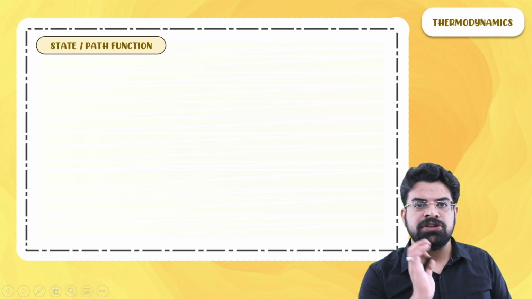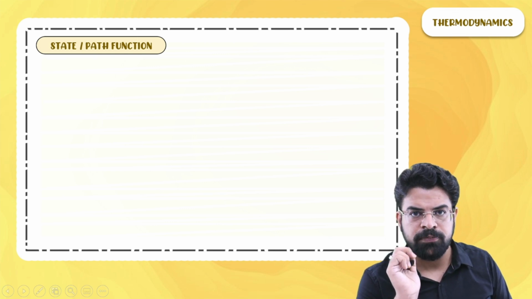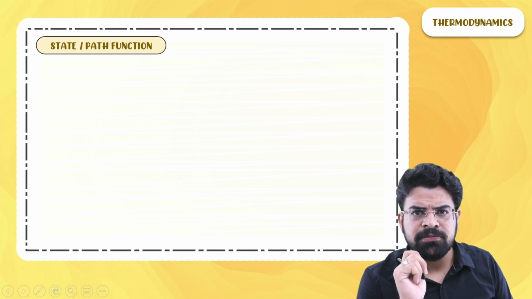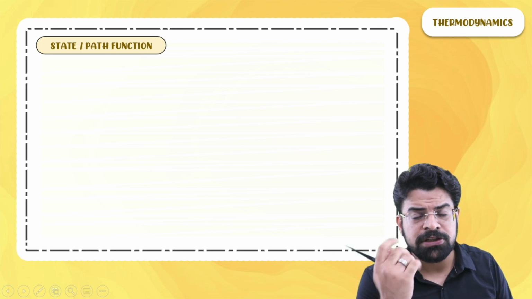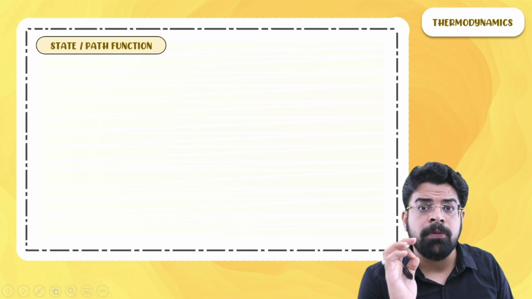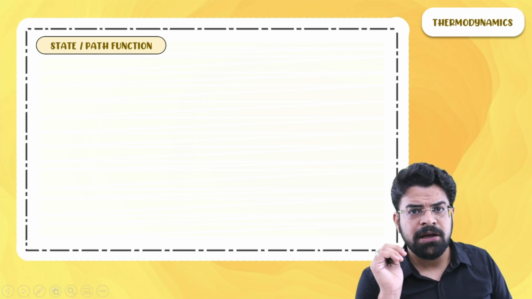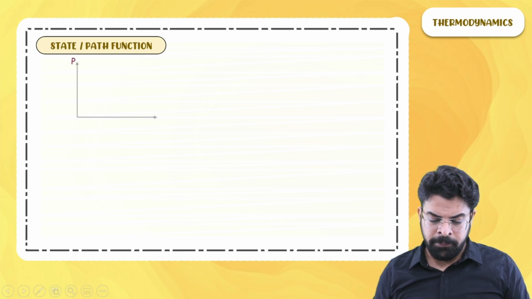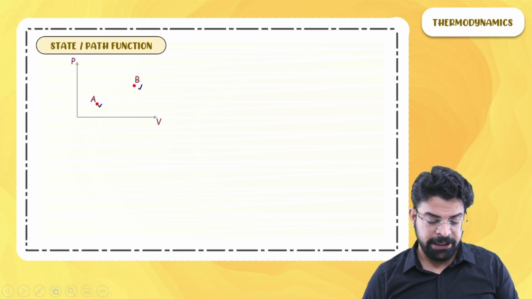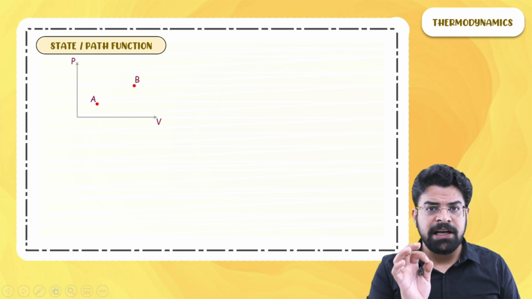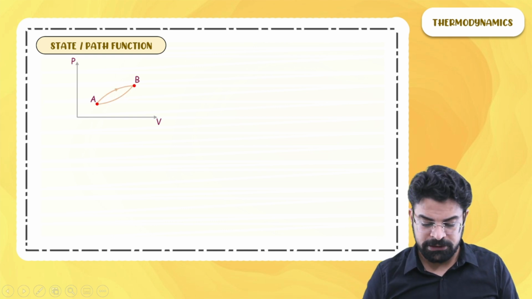Let's move on. Now let's talk about state function and path function. What is a state function? One which depends only on the initial and final state. What is a path function? The quantity which depends upon the choice of path. To understand, let's say we have got this PV graph. On this PV graph, there are two states, state A and state B. And we go from state A to state B via two paths. Let's call them path 1 and path 2.